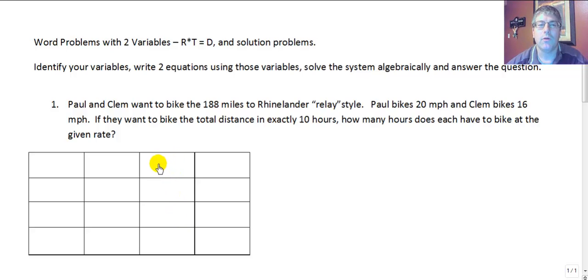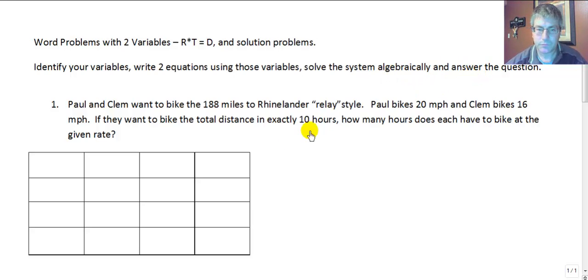We're trying to solve word problems that have two unknowns, so we'll use two unique independent equations to help us do that, and we can use the charts to help us find those equations, or as I said, you can set up the equations on your own. So again, our instructions are the same. Identify your variables, write the two equations using those variables, and then solve the system algebraically and, of course, answer the question.